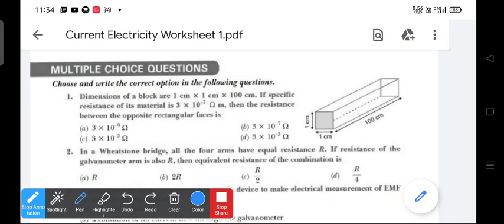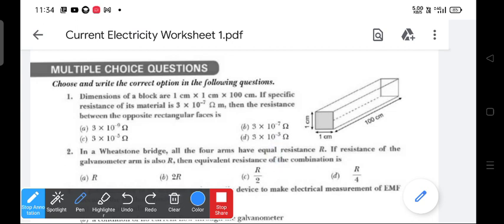Jai Hind students. Today we are going to solve a worksheet on current electricity. In this, we are solving MCQ-type questions based on the current CBSE pattern.